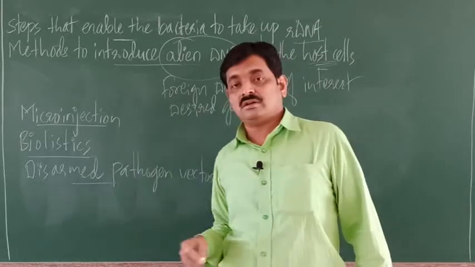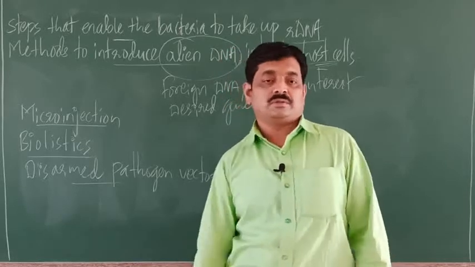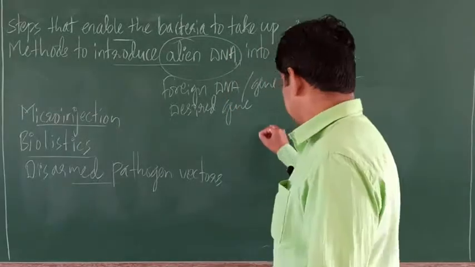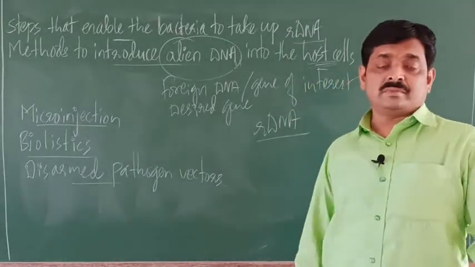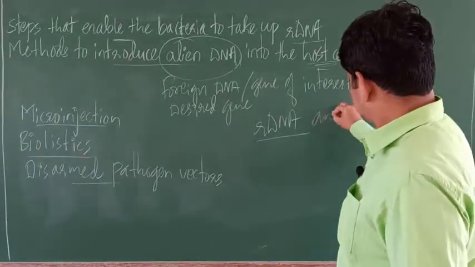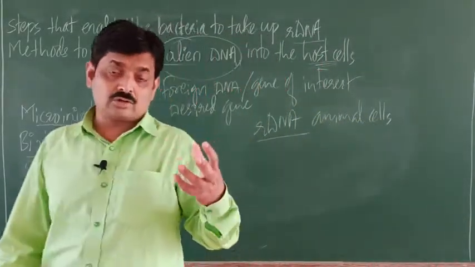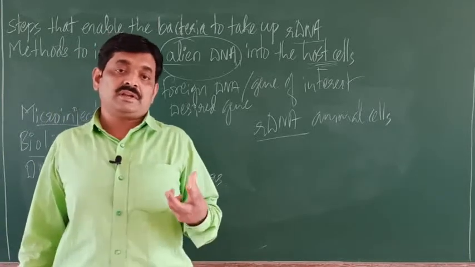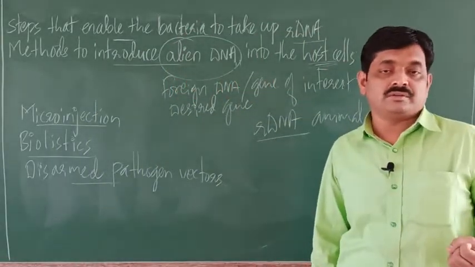First we will consider microinjection. What is microinjection? It is a technique to transfer the alien DNA or the recombinant DNA. It is a method to transfer recombinant DNA into the animal cells. Recombinant DNA is directly microinjected into the nucleus of the animal cell.